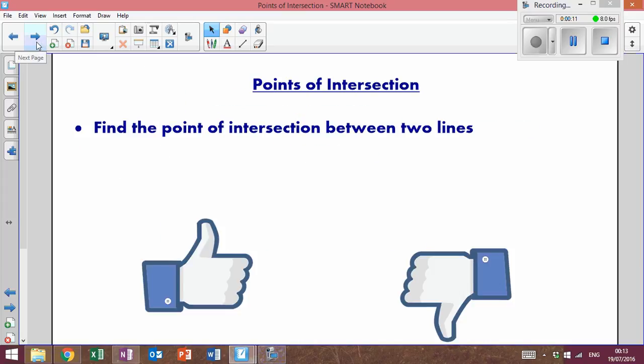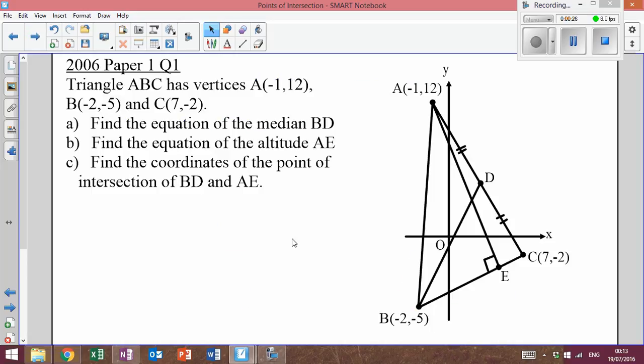Now, these questions are very typical exam questions, and that's what I'm going to show you. I'm going to show you two exam questions. I'm going to talk you through one fully. It may take me a wee bit of time, and then I'm going to leave you one to try by yourself.